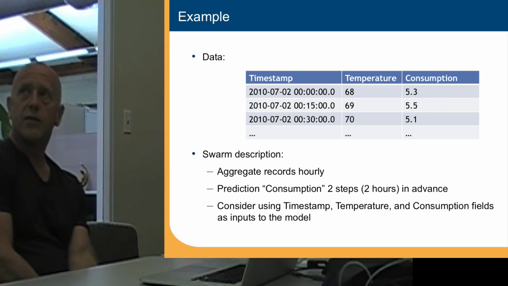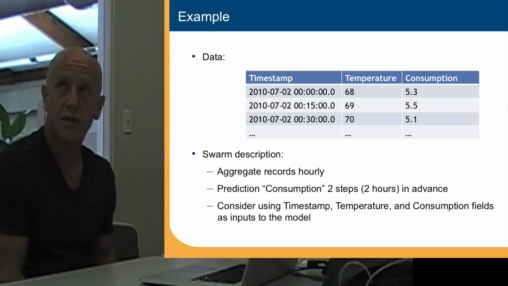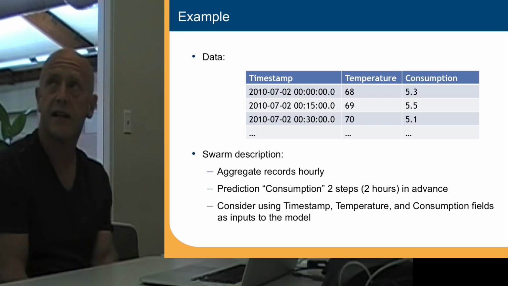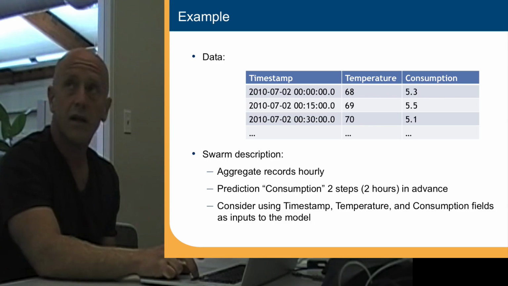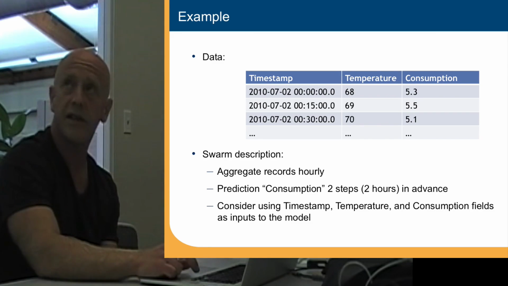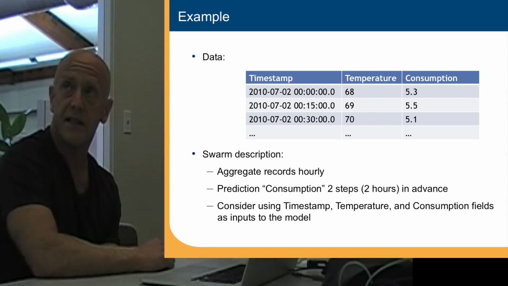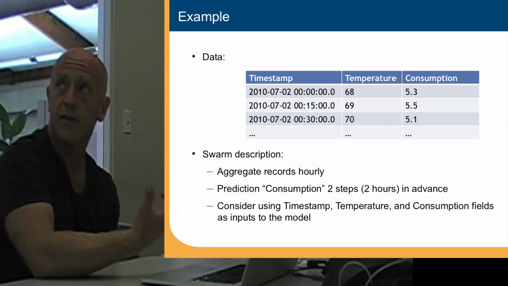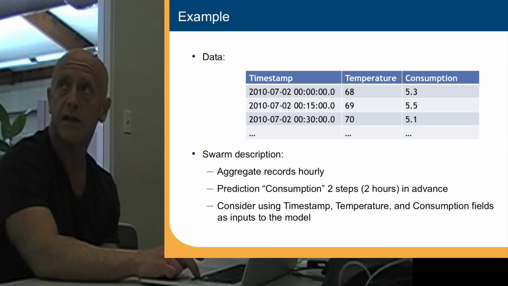So an example of what you might feed into a swarm is shown here. Your data set is a bunch of records. Each record is on a row in a file, and the columns represent the fields that you have. So in this example, showing a data set with a timestamp field, a temperature field, and a consumption field. So that might be a typical thing you'd feed in.